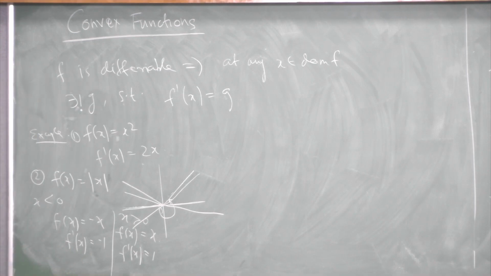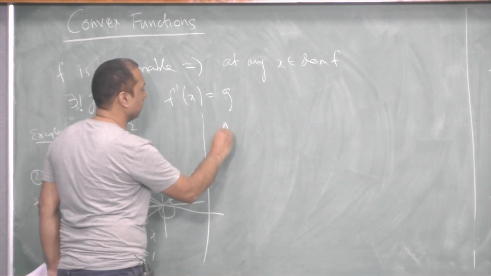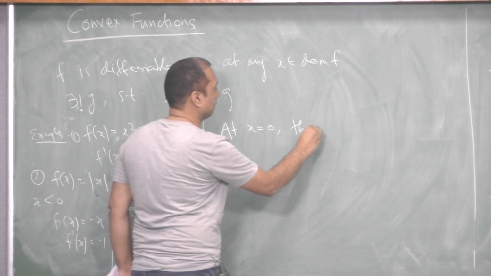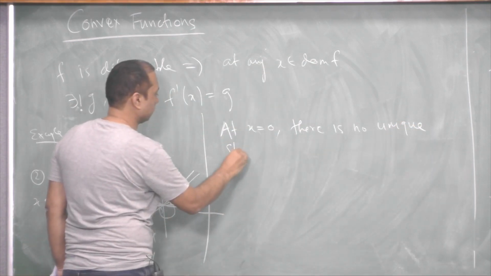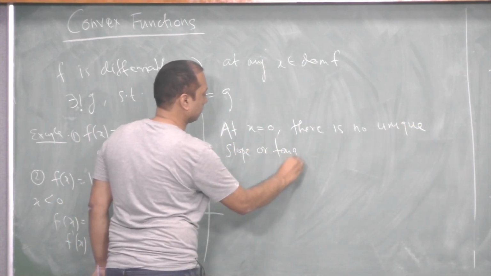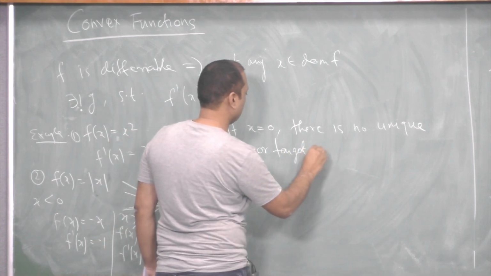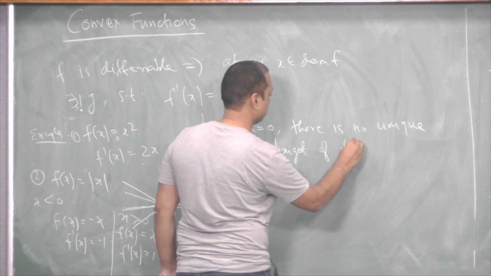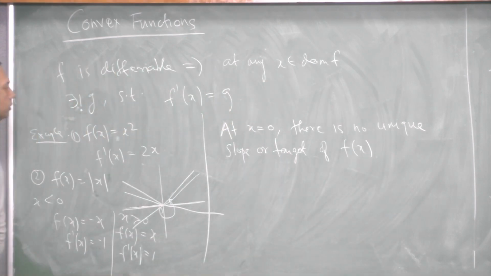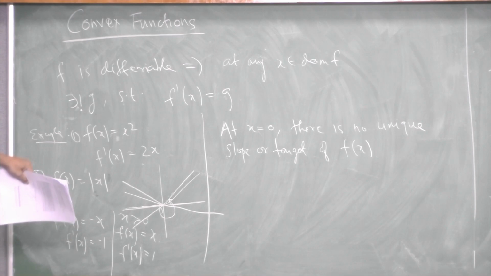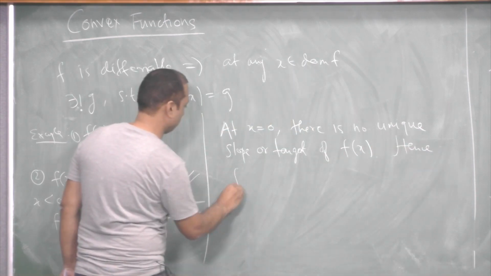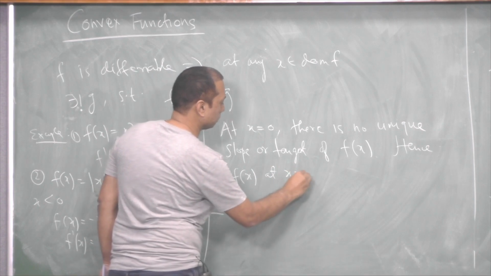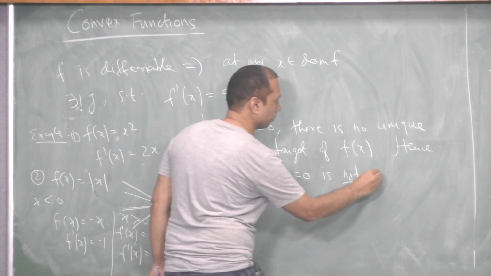So meaning here at x equals 0, there is no unique slope or tangent of f(x). There is no unique tangent for f(x), hence f cannot be considered differentiable at x equal to 0. Okay, so hence f(x) at x equals 0 is not differentiable.